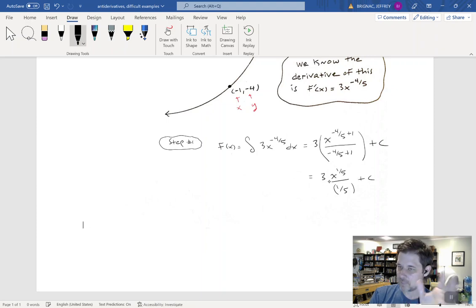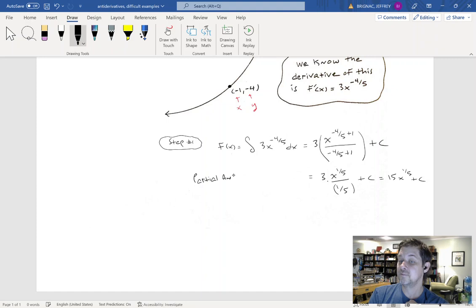And then what about this? I'm multiplying by 3, but I'm also dividing by 1/5. Now, when you divide by a fraction, you multiply by the reciprocal. So I don't have a 3 divided by 1/5. I've got a 3 times 5. So I'm going to get 15 x to the 1/5 power plus c. Okay, so it's like I've got a partial answer.